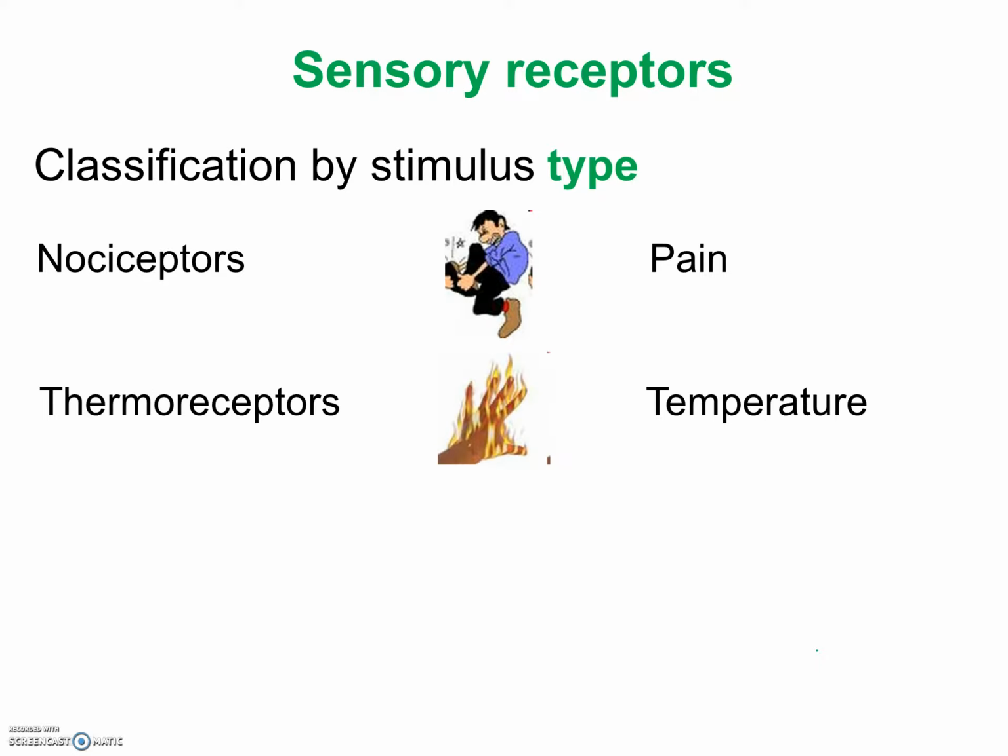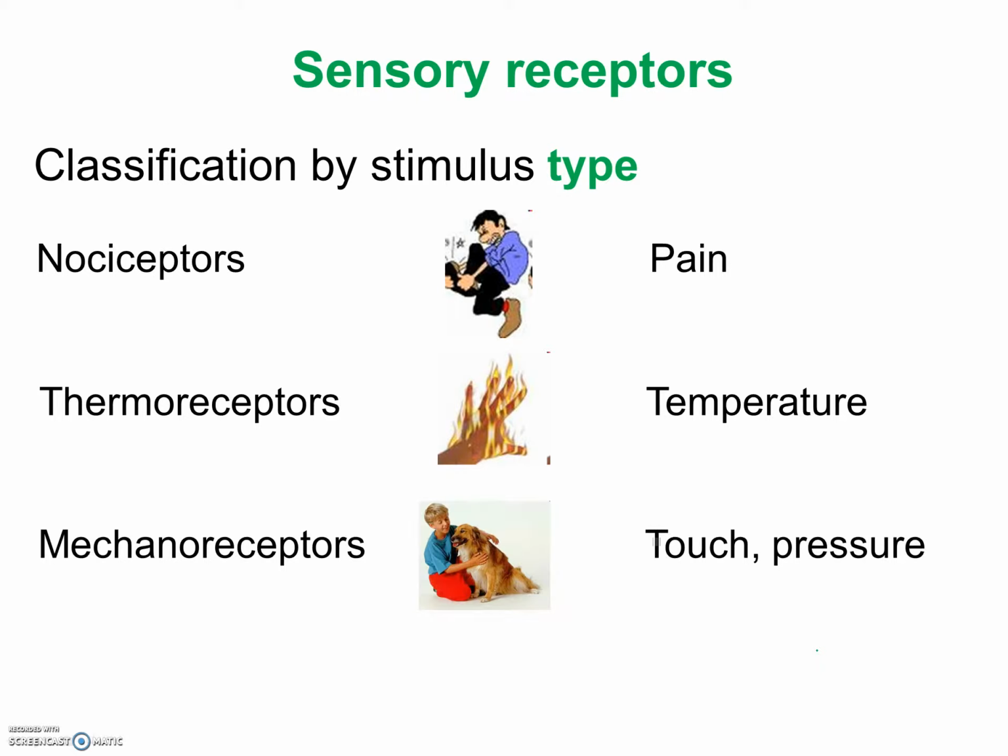Another stimulus type is temperature. So thermoreceptors will pick up sensation about temperature, whether it's hot or cold. Mechanoreceptors pick up information about touch and pressure. So mechanoreceptors are physically moved. So you physically push on the mechanoreceptor, and that touch or pressure pushing on the mechanoreceptor activates them.